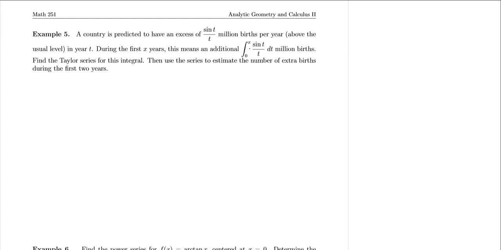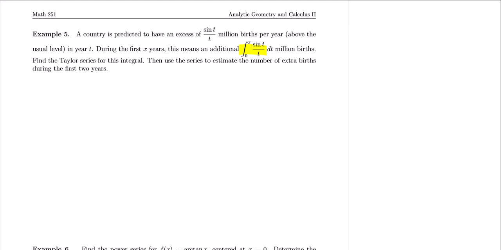Alright, so let's take a look at the problem. We have here that a country is predicted to have an excess of sine of t over t million births per year. Now, this is above the usual level in year t. During the first x years, this means that an additional quantity given here by the integral from 0 to x of sine of t over t dt, million births.